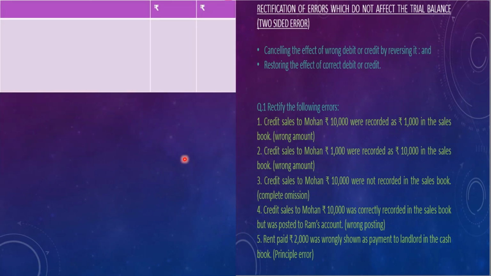Moving to the next one, credit sales to Mohan 10,000 were not recorded in the sales book. It's a complete omission. The whole transaction is not recorded in the books of account, in a subsidiary book. So here debit and credit, both sides, you have not recorded. So just record it, because there is no mistake which we have to rectify. We haven't recorded the journal entry, and now we are going to record it in the books of original entry. So this is the correct entry as well as the rectifying entry, that is Mohan to sales account 10,000. We need not rectify anything, or nullify any effect of a wrong entry. There is no wrong entry as such.